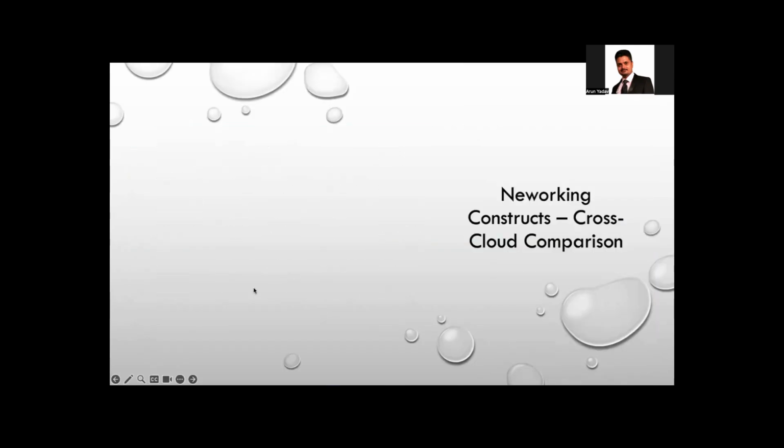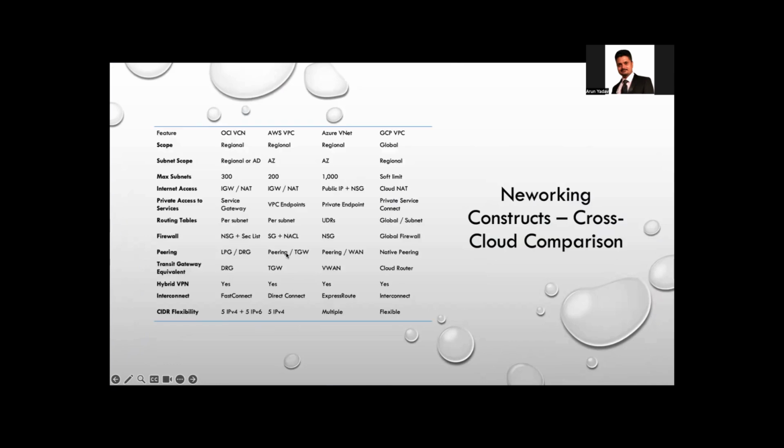Now, let us take a look at the various networking constructs and compare them. So the cloud network, which is nothing but a software-defined network, a cloud provider's network, is called the virtual cloud network in OCI. In Azure and GCP, it is called the VPC, that is the virtual private cloud, and in Azure, the VNet. That is nothing but virtual network.